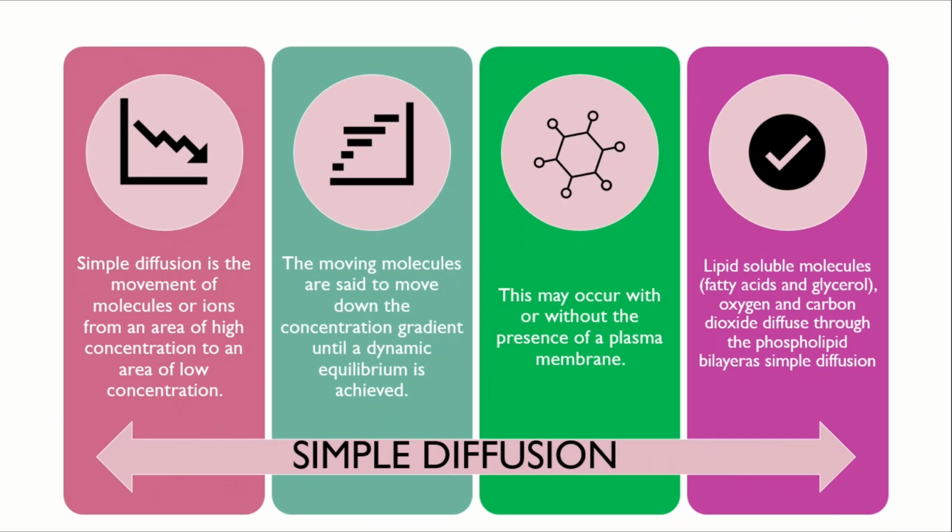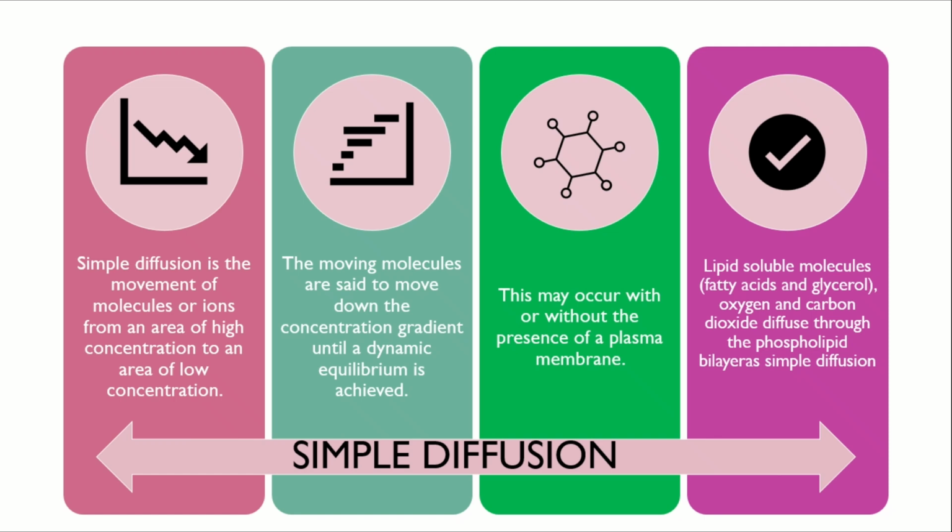So what is simple diffusion? Simple diffusion is the movement of molecules or ions from an area of high concentration to a low concentration. Iaitu pergerakan molekul dari kawasan yang banyak tekanan tinggi pergi ke kawasan yang lebih rendah. So the molecules are said to move down the concentration gradient until a dynamic equilibrium is achieved. This may occur with or without the presence of a plasma membrane.